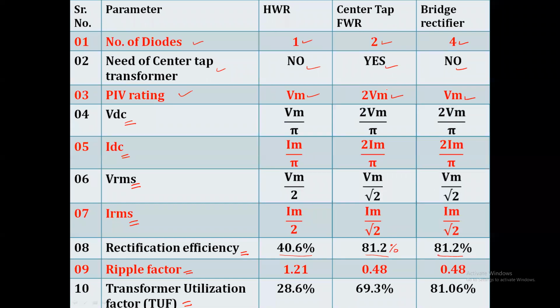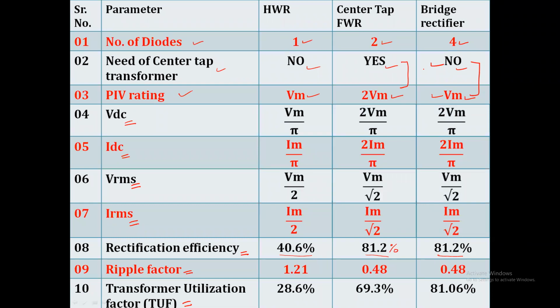So for that, just observe these 2 points. Number 1, the center tap transformer is not required for the bridge rectifier circuit. This is one advantage of the bridge rectifier circuit, and the PIV rating is VM. Due to these 2 advantages, the most popular rectifier circuit in the electronics field is the bridge rectifier circuit.